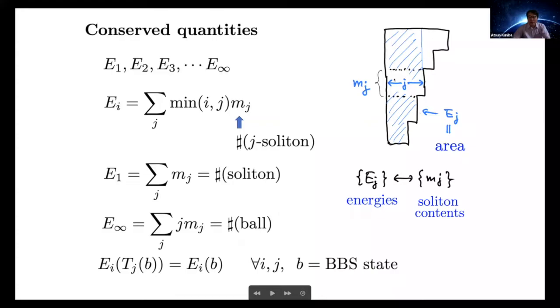As you can see, these energy data and this m_j data are equivalent. The energies specify these areas, and the m_j specify the multiplicities of the blocks in this diagram. So these are equivalent data.